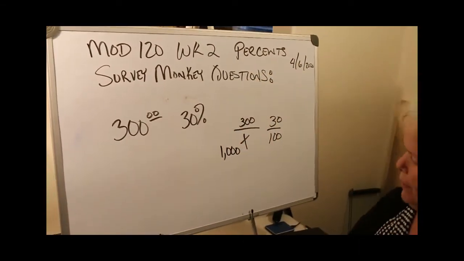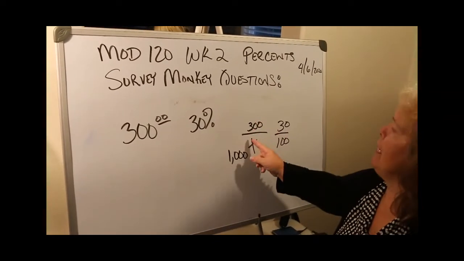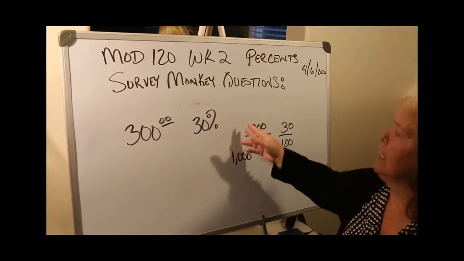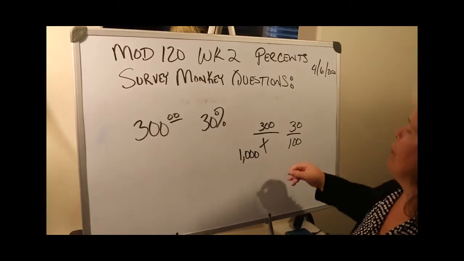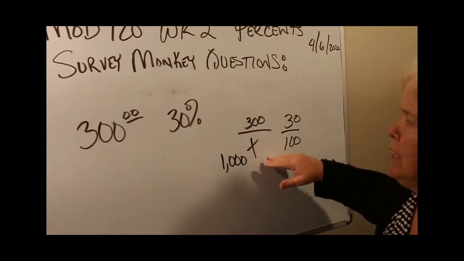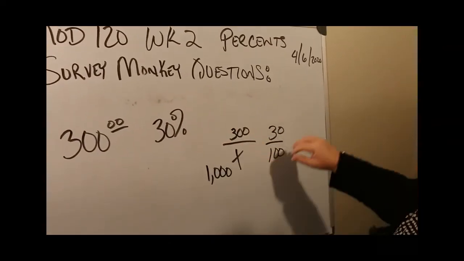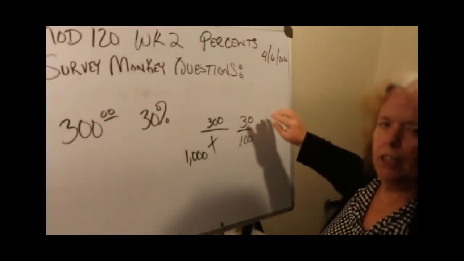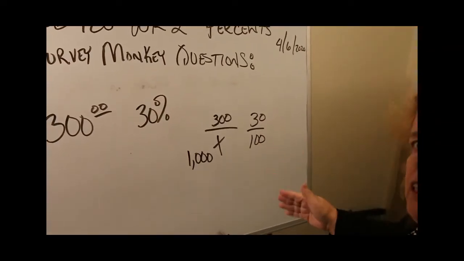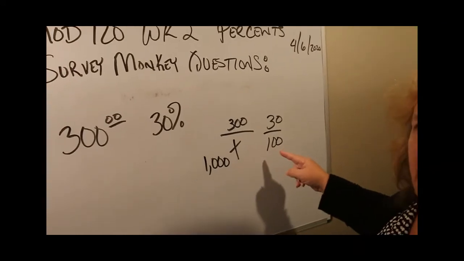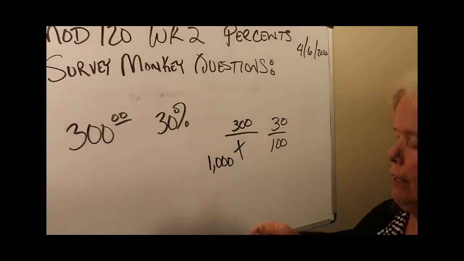Okay? So that's, no matter what information is missing, in this formula, whether it's the whole is missing or the part or the percent is missing, you can calculate it using this formula. Cross multiply, divide by the number that's remaining. I'll do another one.